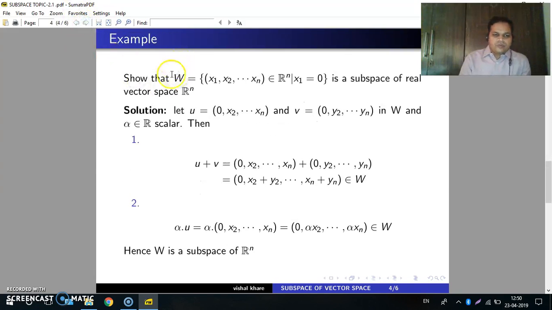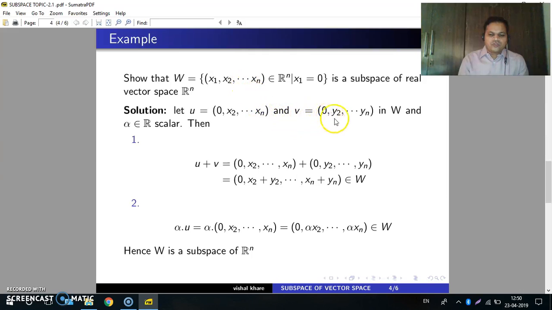Let's see one example. Show that W is equal to the set of all n-tuples (x1, x2, and so on, xn) belonging to Rn such that x1 equals 0. This means W is the set of all those elements whose first coordinate is equal to 0. It is a subspace of the real vector space Rn. Solution. Let u be equal to (0, x2, and so on, xn). Here the first coordinate of u is equal to 0, therefore this element belongs to W.